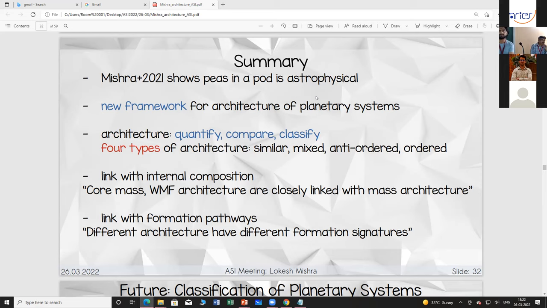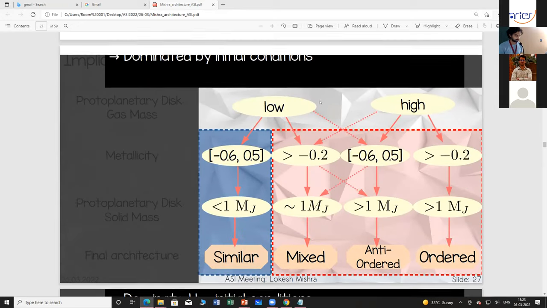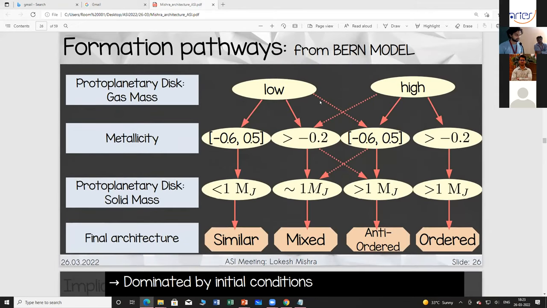I wanted to know, I saw that depending on metallicity, from a similar mass disk you can have a mixed or a similar system, or from a high mass disk you can have two different systems. So it's basically the big debate in the problem: whether migration destroys all the memory. Does migration then depend on the metallicity of the disk?